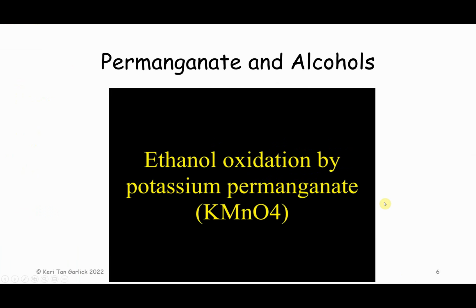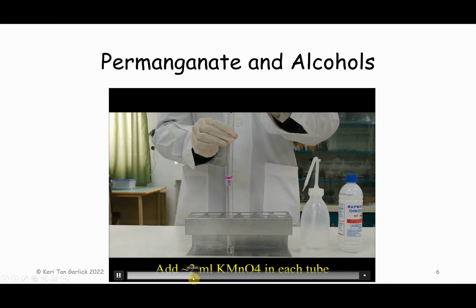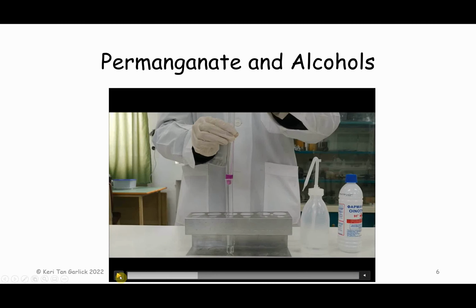This one, I only have the ethanol being oxidized, and permanganate you saw again with redox. In this case, what you're looking for is that purple. So the purple is the permanganate, and when it gets reduced, it becomes the manganese ion, which is colorless. So if there is a primary or secondary alcohol, it'll go from purple to colorless, which we'll see in the video.